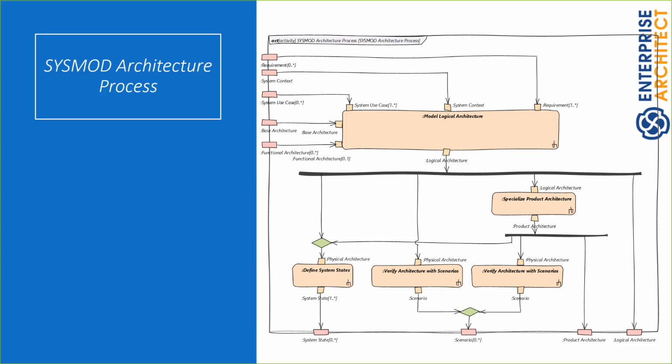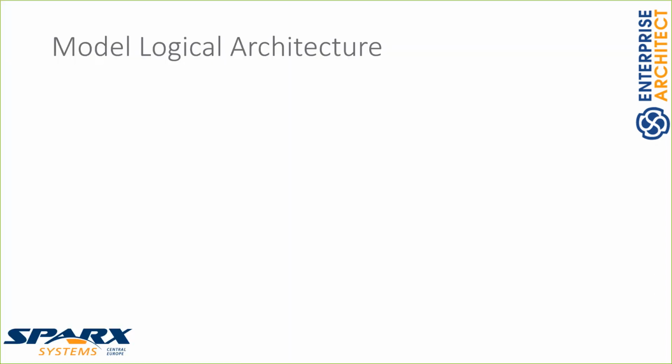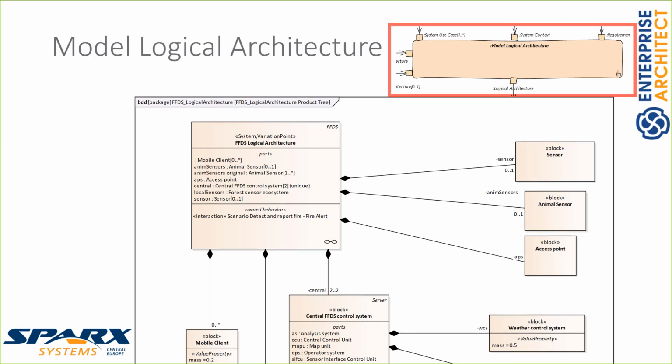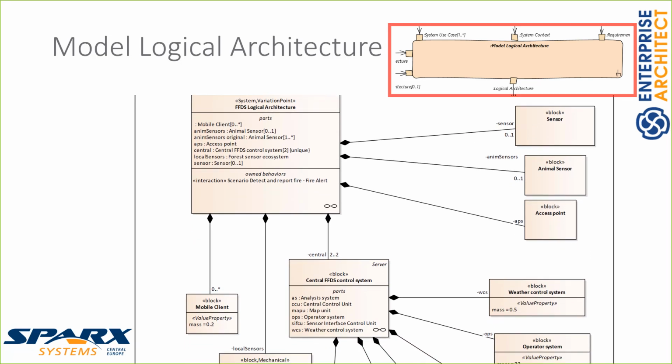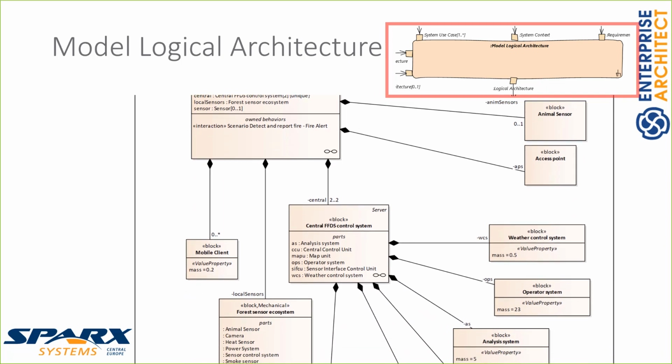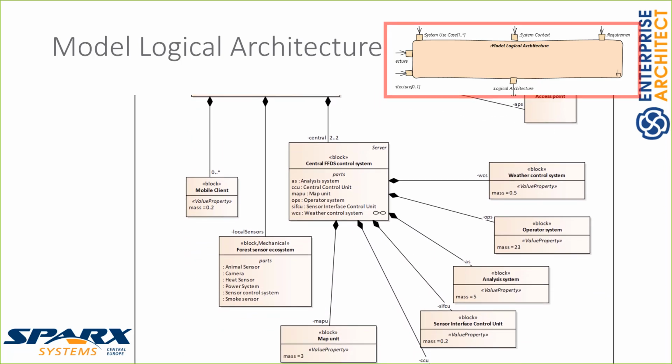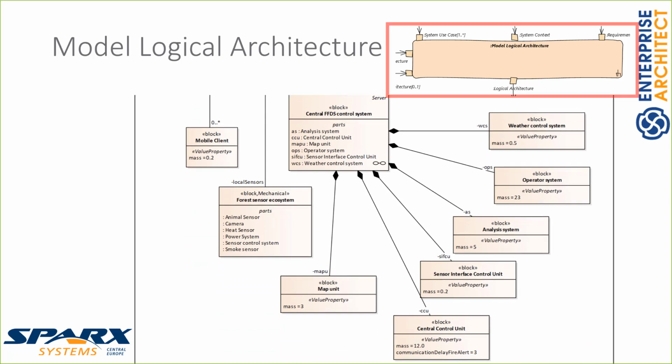Now let's briefly go through the SysMOD architecture process and its methods and products. It's going to be way faster than the first part, the first process. So the first method of the architectural process is model logical architecture. What is a logical architecture? Logical architecture describes the technical concepts and principles of the system.